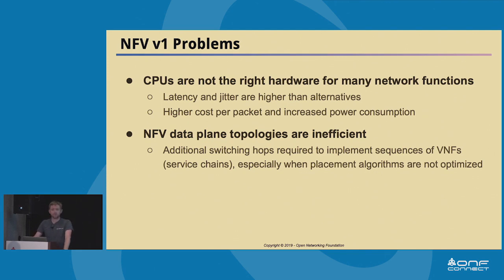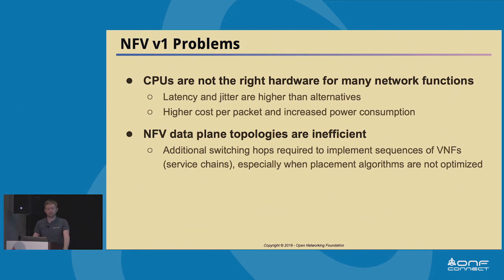For one, CPUs are not the right hardware for many network functions. Latency and jitter on CPUs are a lot higher than some of the alternatives, like FPGAs or ASICs. The per-packet cost of sending packets through a CPU is also higher per bit, and it requires more power. So if you're really trying to scale up, a lot of network functions are not well suited for CPUs.